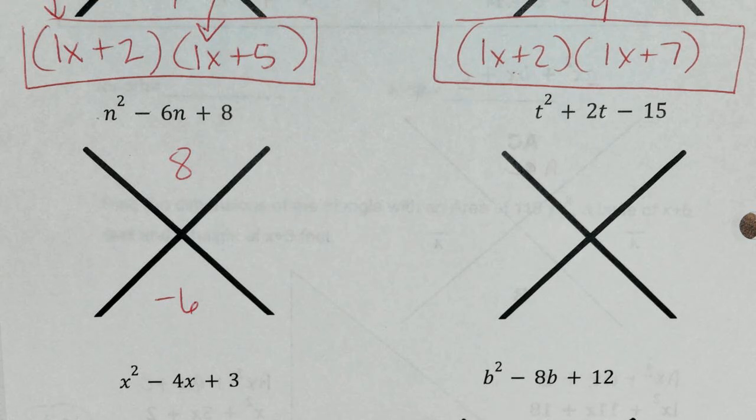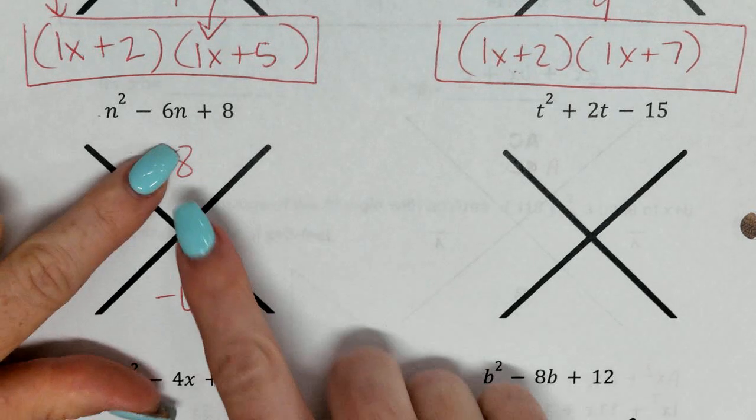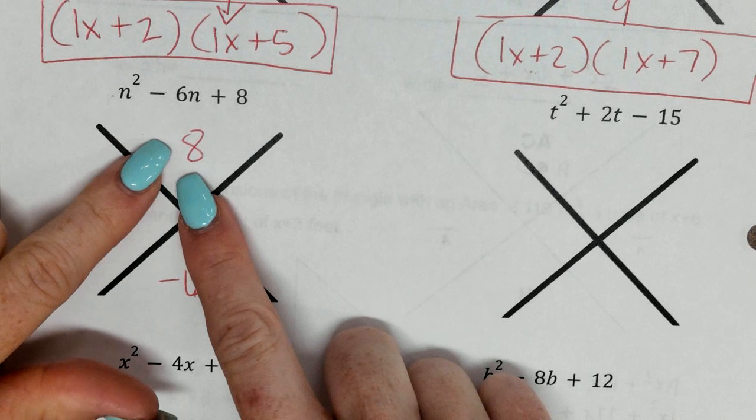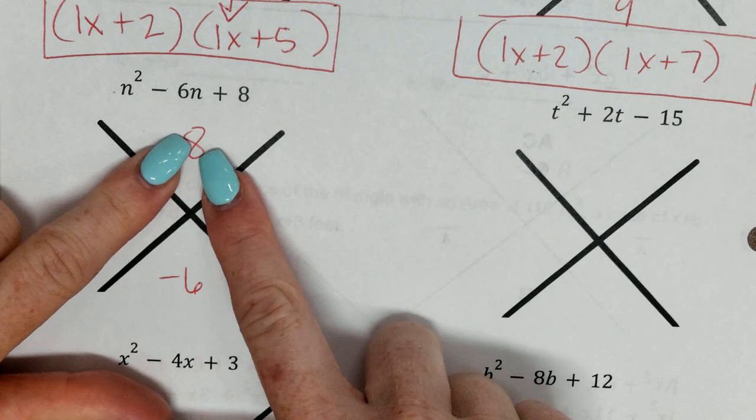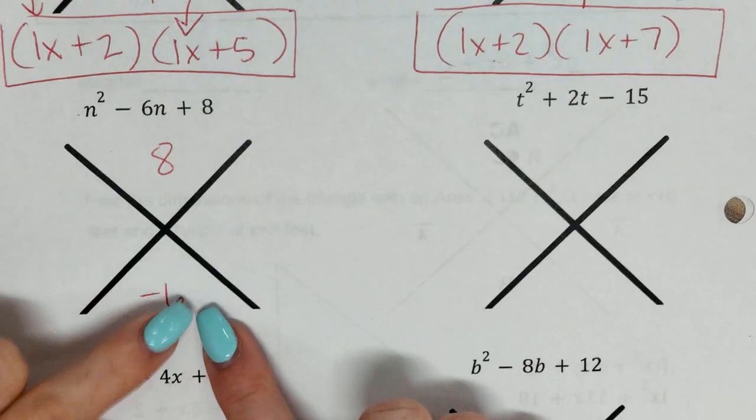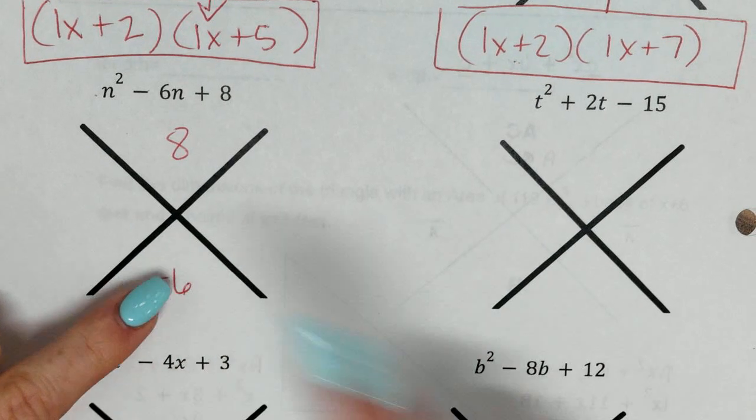So I am looking for factors of 8 that will add up to give me negative 6. So I'm obviously going to need a negative times a negative, because I've got to get factors of this. This is a positive 8. So a negative times a negative will give me a positive 8, and a negative plus a negative will give me a negative. Are we good?